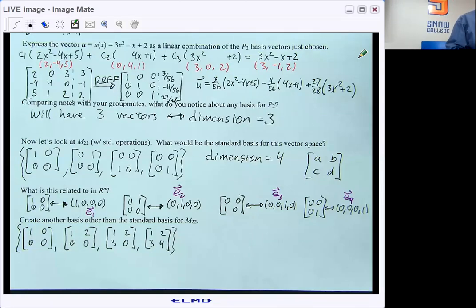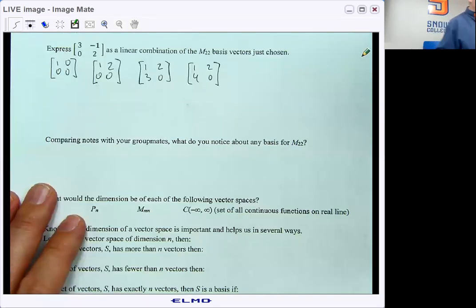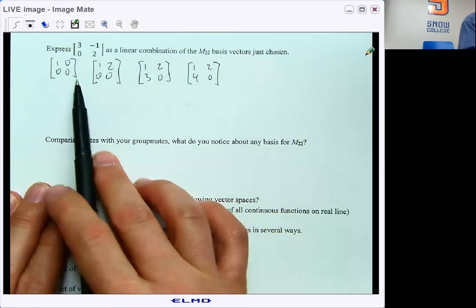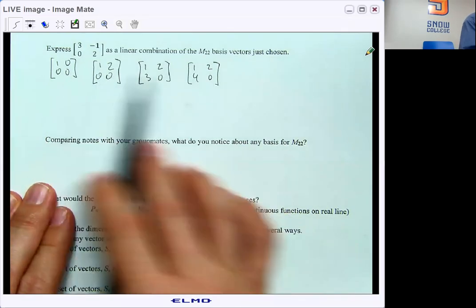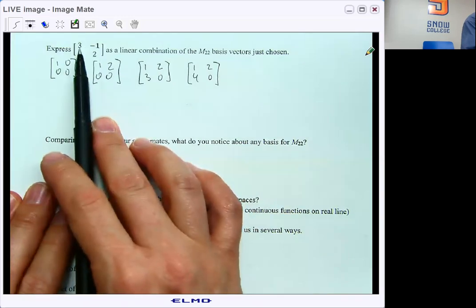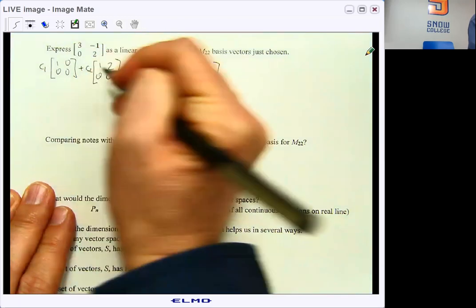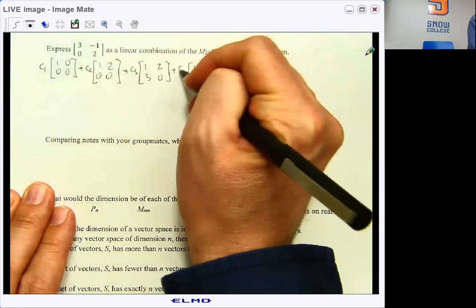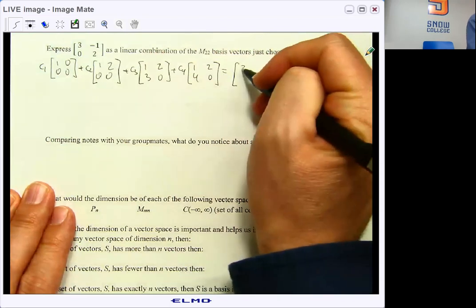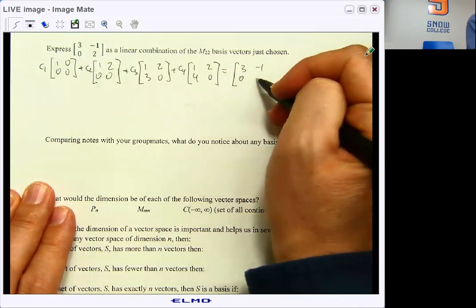Last time, we were looking at M22 matrices that are 2 by 2, and we had you come up with a basis other than the standard basis. I happen to pick this one because it's nice and easy to remember, and we'll transfer that to the top of the next page. Now, I want you to write these as a linear combination to create the vector 3, -1, 0, 2. So C1 plus C2 plus C3 plus C4 should equal the vector, which is a matrix, 3, -1, 0, 2.